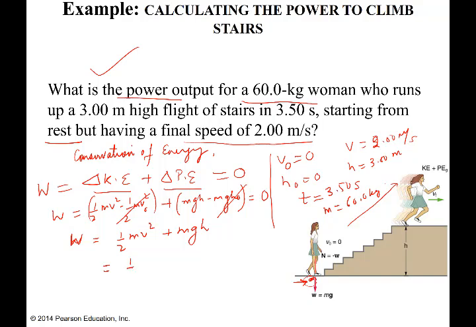That's equivalent to 1/2, mass is 60.0 kgs, v squared is your 2.0 meters per second whole squared, plus m, again your mass of the person, 60.0 kgs. g is the acceleration due to gravity, 9.8 meters per second squared, and multiplied by h, the final position, 3.00 m. So I'll take a pause and let you find out this value.